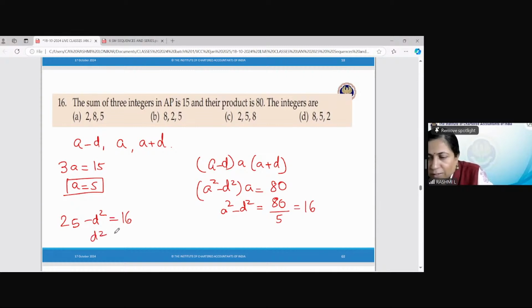So D square is 25 minus 16, which is 9. So D is 3. Here, D is plus or minus 3. Please remember it is plus or minus 3.